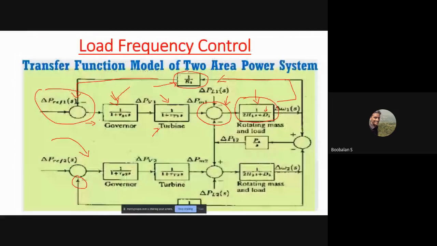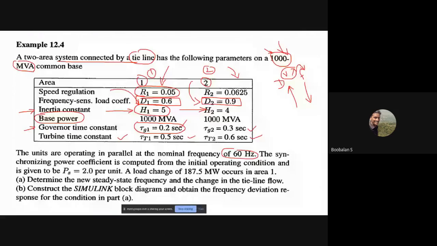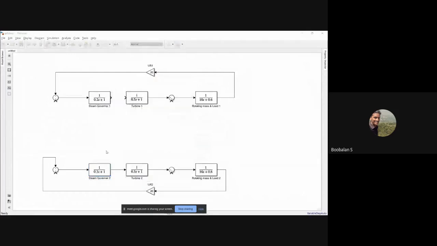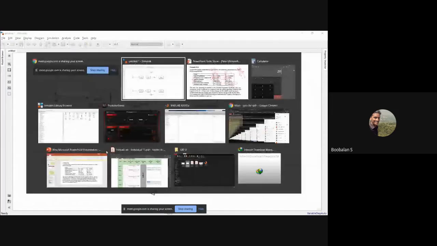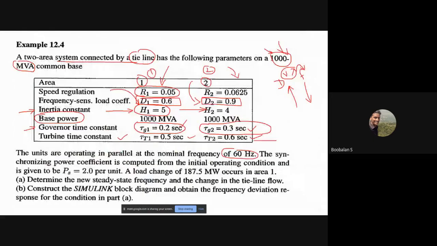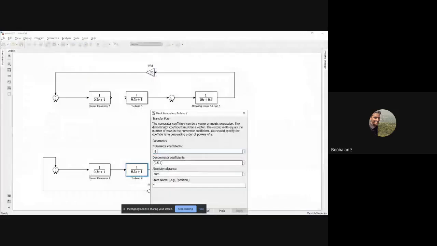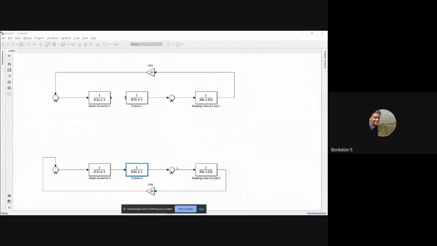The steam speed governor TG2 value is now 0.3, the governor time constant. Just double click on it, change it to 0.3 and click apply. Okay. And in the same way, for turbine number 2, area number 2, the turbine time constant is now 0.6. And then H2 for area number 2 is now 4.